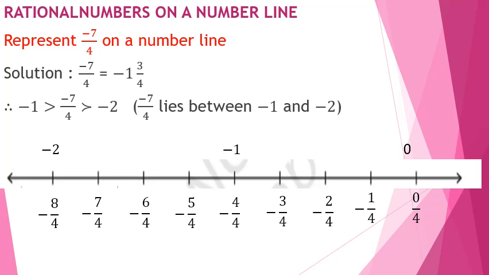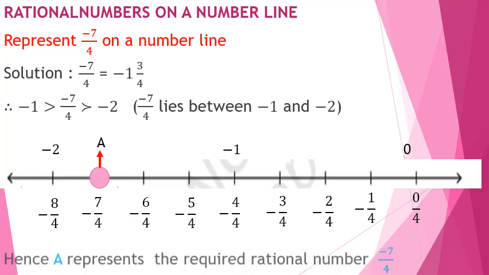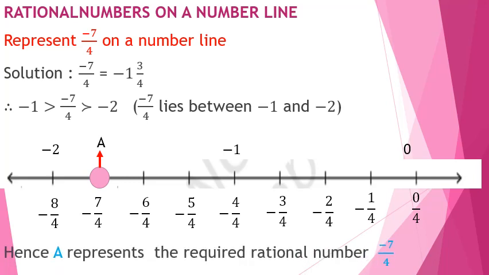Next, we can mark minus 7 by 4 on the number line. The circle shows minus 7 by 4. It is represented by A. Hence, A represents the required rational number minus 7 upon 4. If a positive rational number is given, then we start 0 on the leftmost side, because positive numbers lie on the right side of 0.